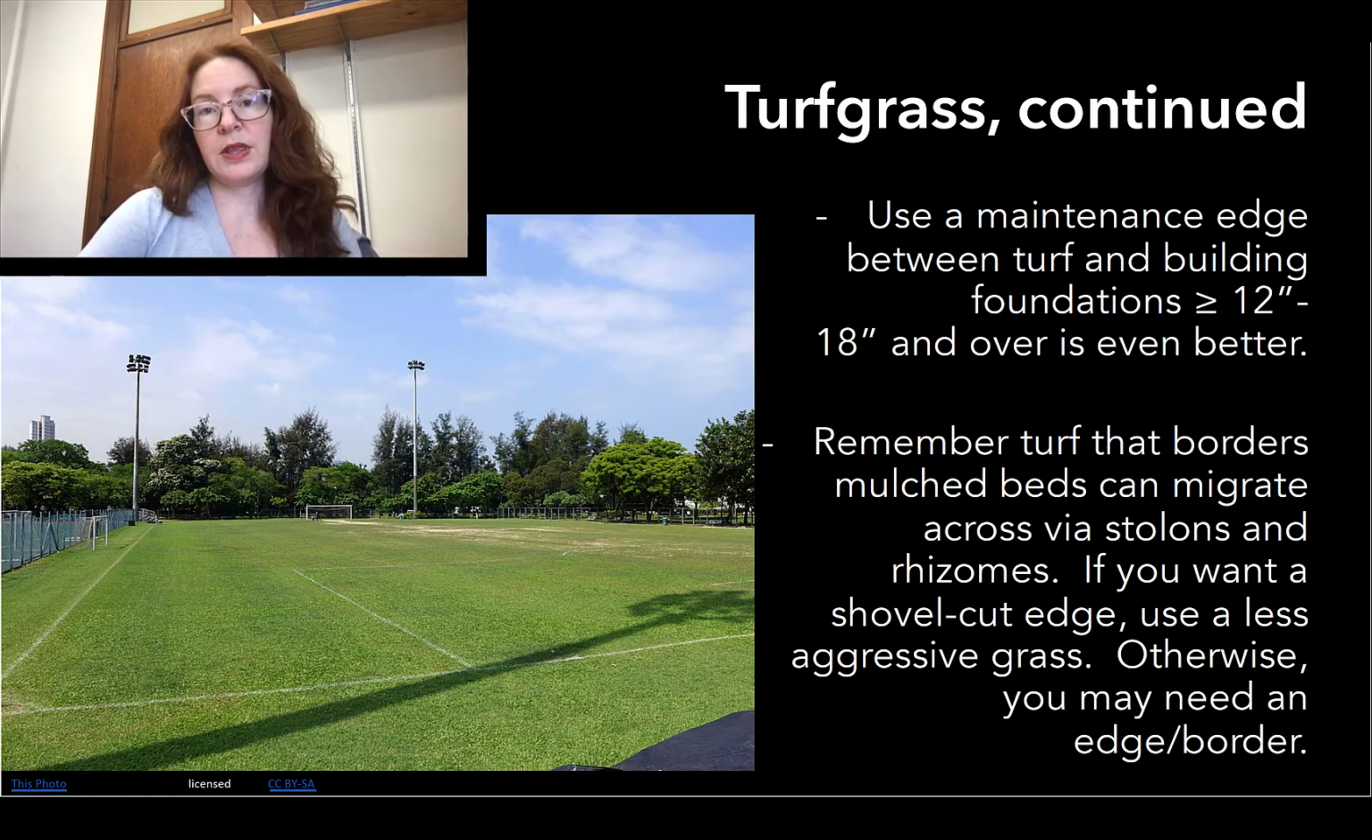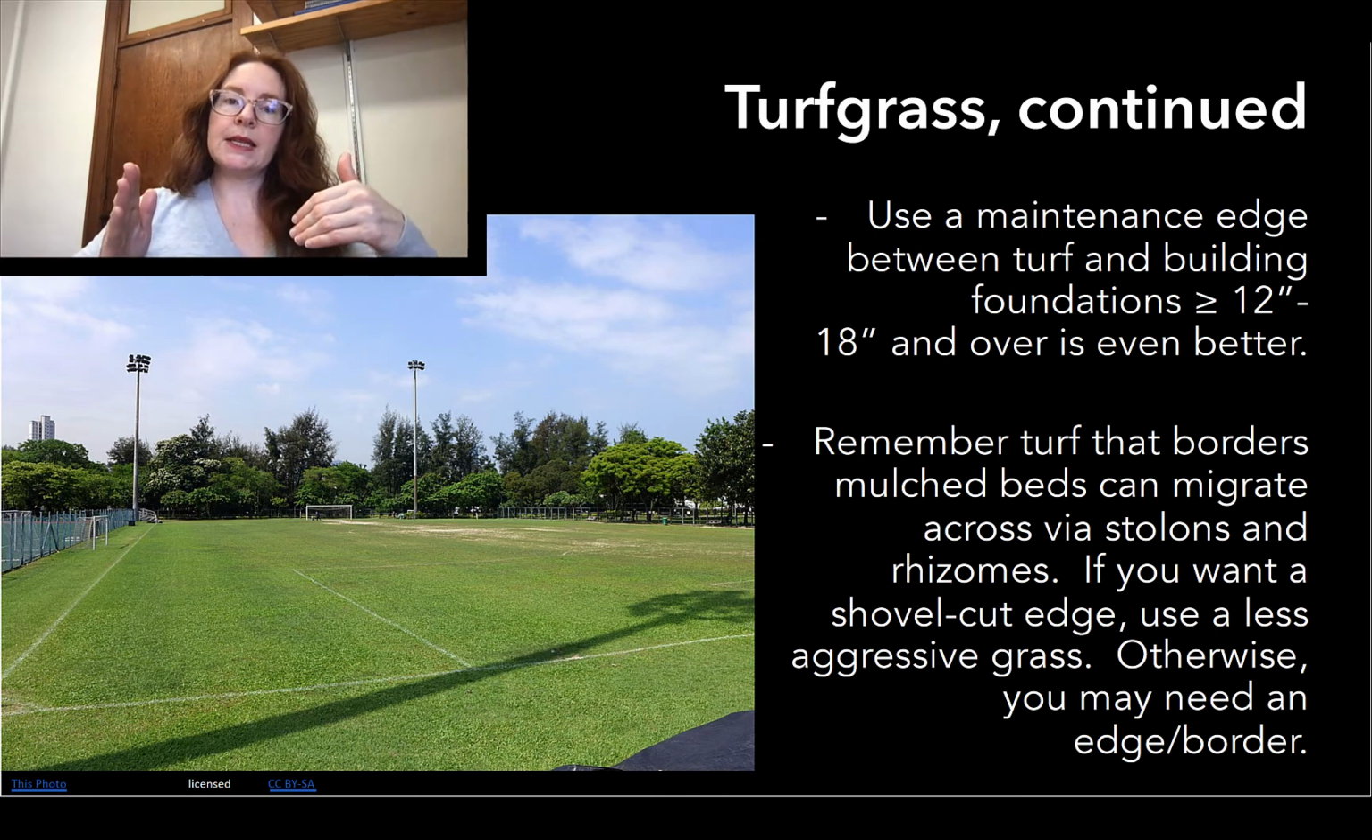Some more things that we think about with turf grass. If we have turf grass growing up next to a building, it's a good idea to put what we call a maintenance edge between the end of that lawn area and the building foundation itself. And that maintenance edge is just a bit of space that does not have a turf grass as a cover that maintenance workers could use to stand in to do their maintenance work.